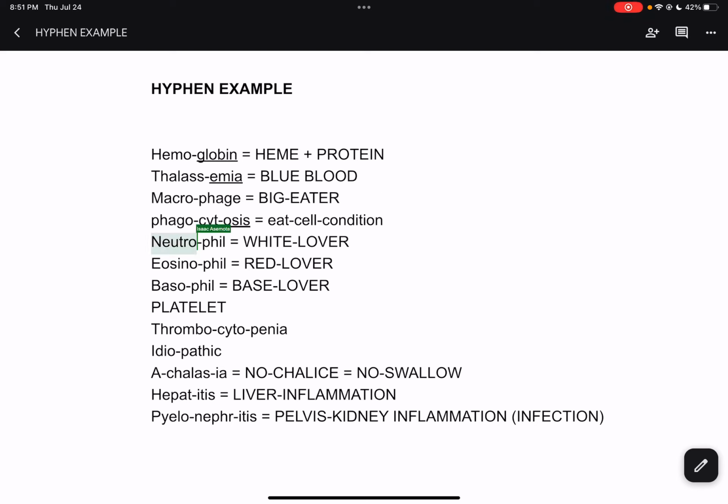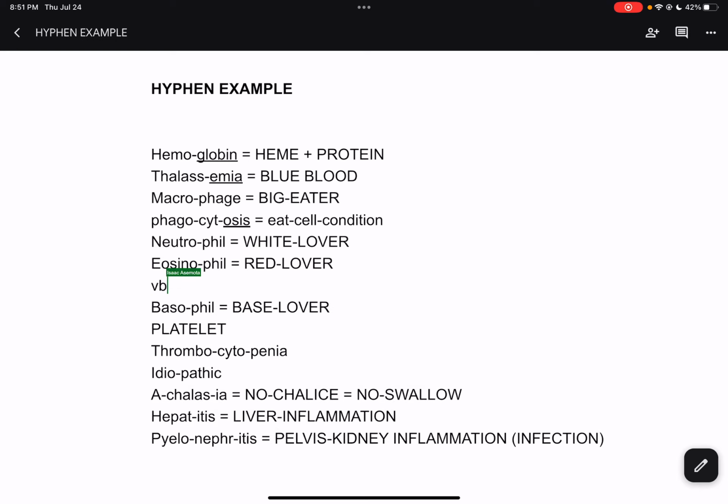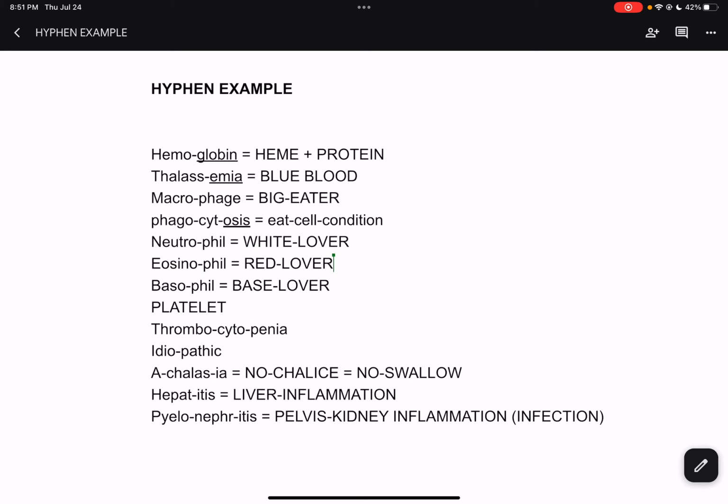Neutrophil means neutral lover. Neutral as in no color. It's not red, it's not blue. It's neutral, so it's a white cell, white lover. So it's neutrophile, right? Phile is the actual word, but they shorten it to phil. Eosinophil means red lover. Basophil means a base lover. These are opposites, so the opposite of base must be acid, and the opposite of red must be blue. So you know the parts that even the name doesn't say, because you learn them as a pair. So that is a versus technique, not an equals technique, that is used there.